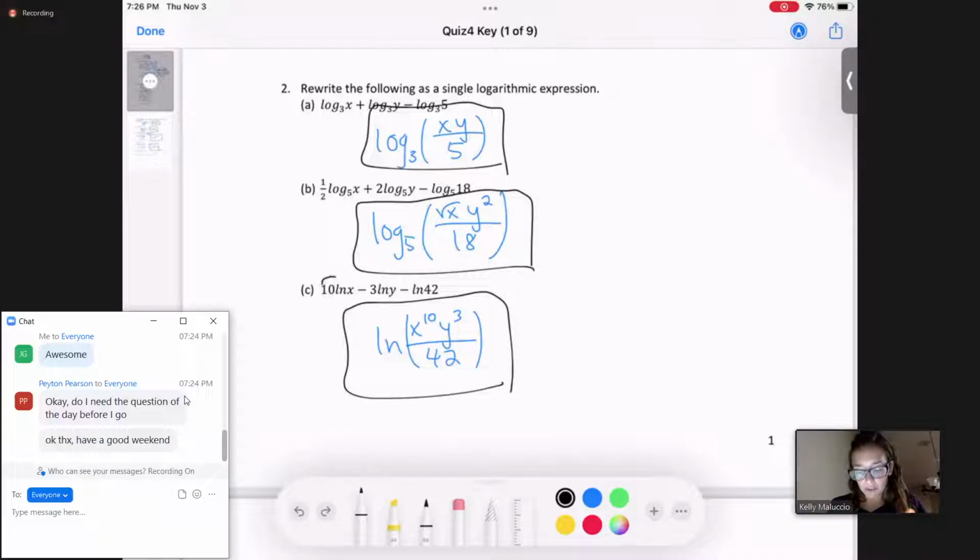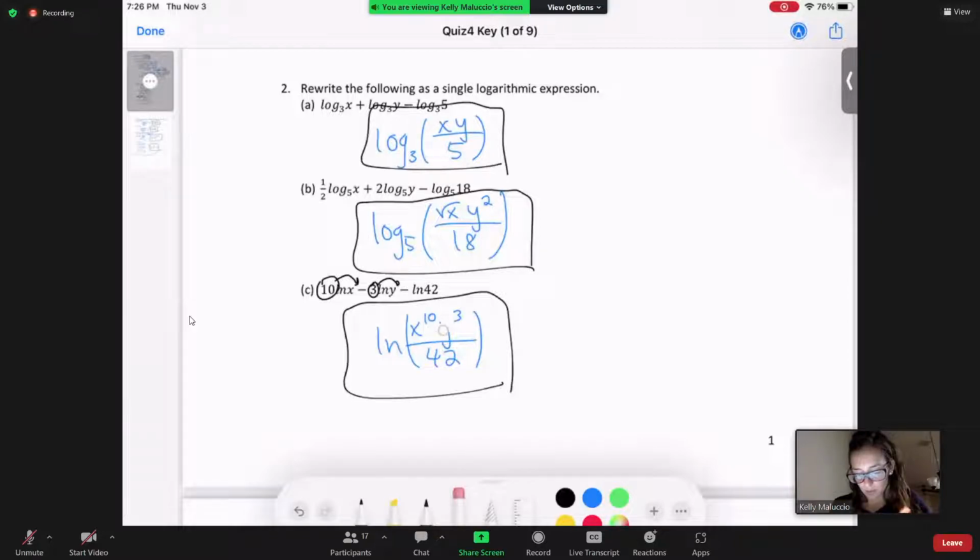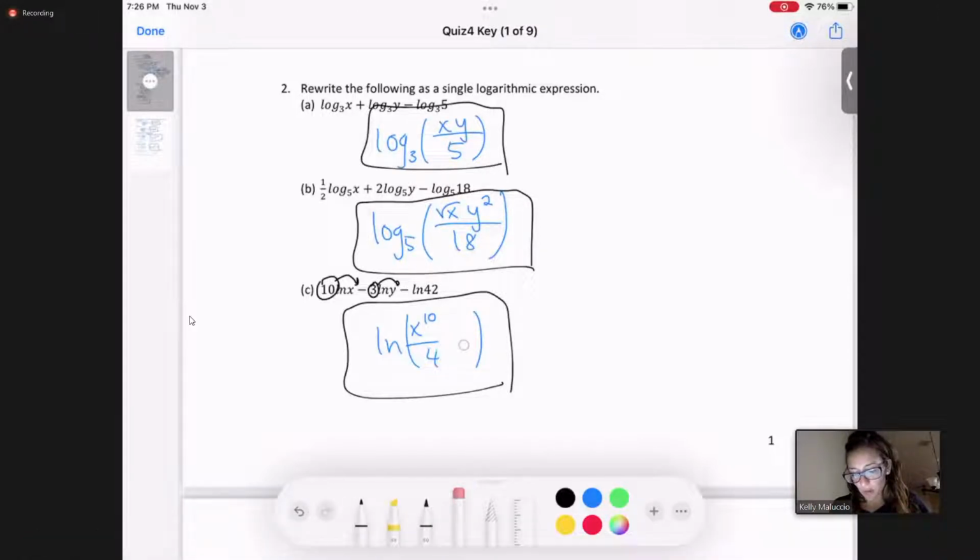So remember, this 10 comes in, this 3 comes in, and there, oh, I messed this up actually, right? I was probably writing this way too quickly. So the Y should be in the bottom, and hopefully I graded that correctly. If you had Y in the top and I didn't mark it wrong, that's good for you. But it should be 42Y cubed down here. Yeah, my bad.